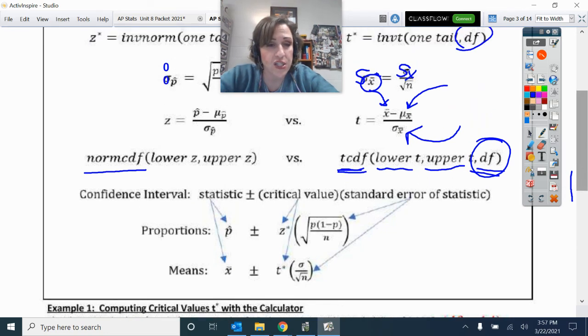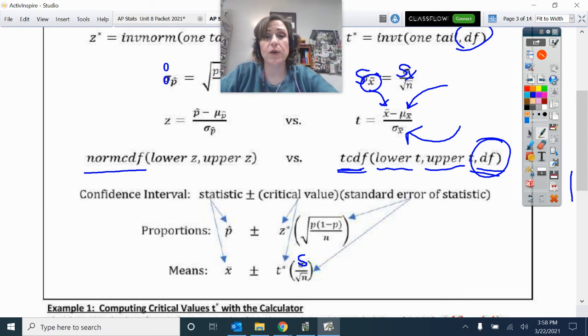Okay. So we've got our confidence interval, which is the statistic plus or minus that critical value times that standard error of the statistic, which we put an S on if it was our standard error made from the sample standard deviation. So there you go. I just wanted to equate those two things together.